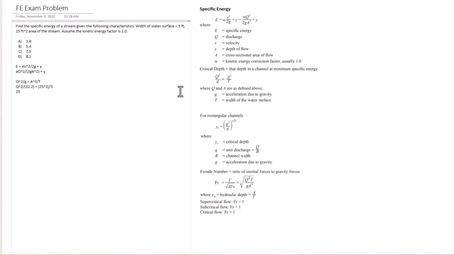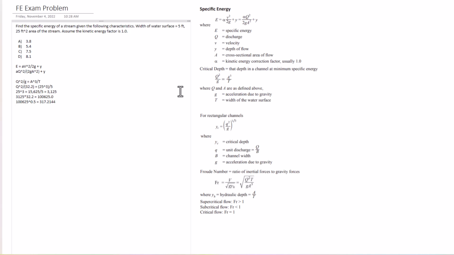So we're going to go 25 raised to the third. That equals 15,625. We're going to divide that by 5, which is 3,125. And then we're going to multiply that times 32.2. Okay, so that's a pretty large number, but we're going to be taking the square root of it, because Q is squared. So really we get 317.2114. I'm just going to stick with 317 for now. So that is our flow rate.